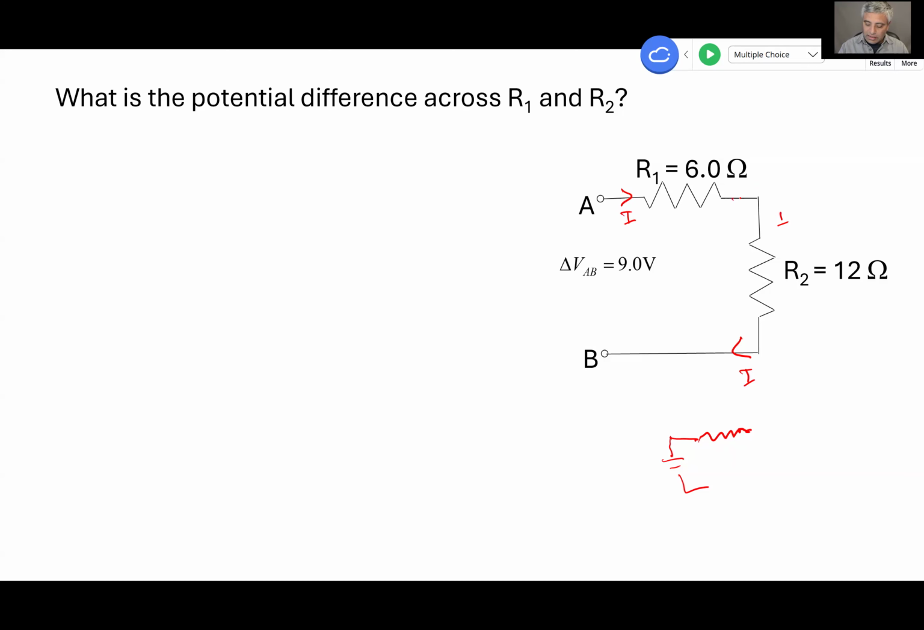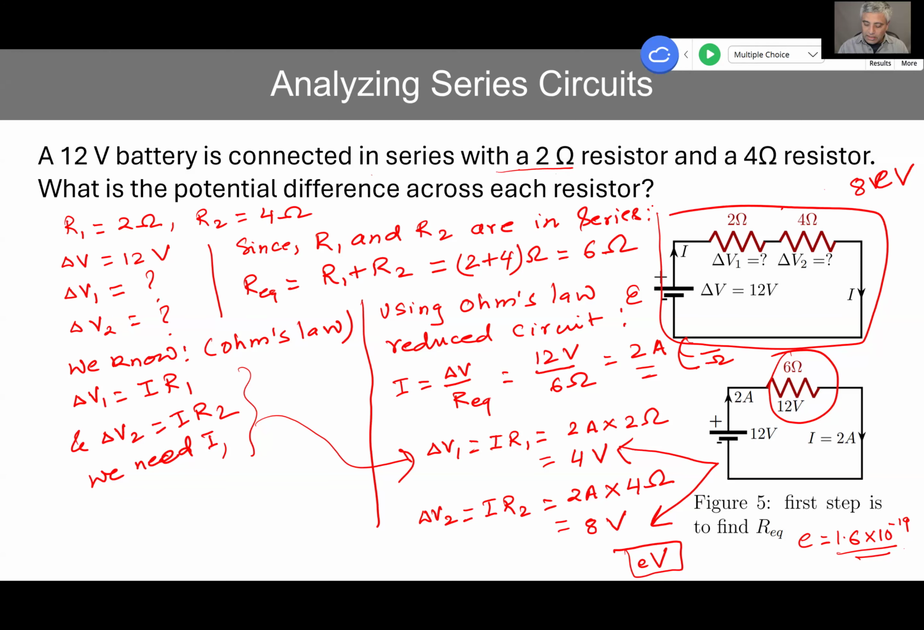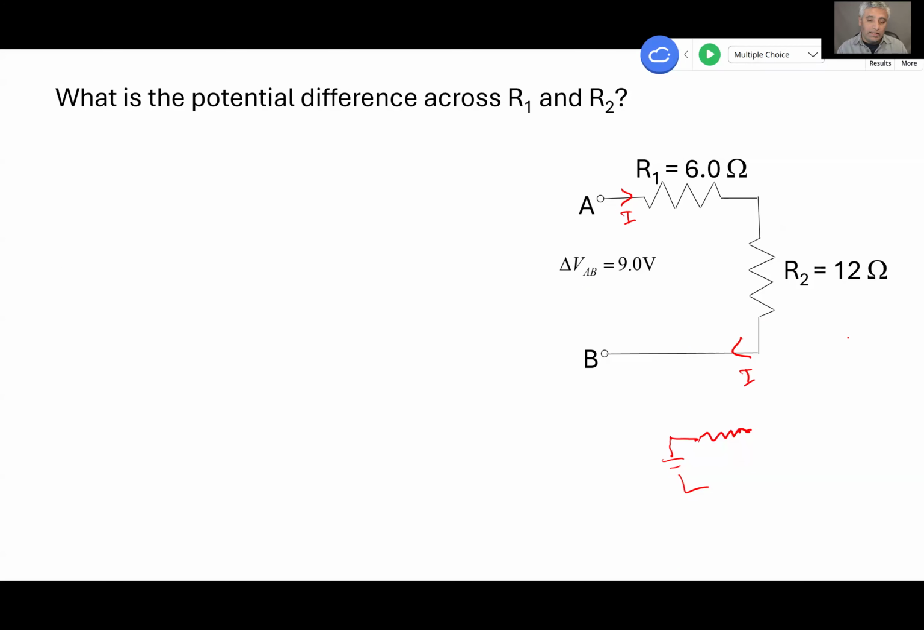One end is connected to the first end of the next resistor, and so on. It may look different from what we had in the previous slide, but it is basically the same connection. There is no difference between this one and that one. The only difference is the value of the resistor. Here R1 is 6 ohm, R2 is 12 ohm, so this is double that one.